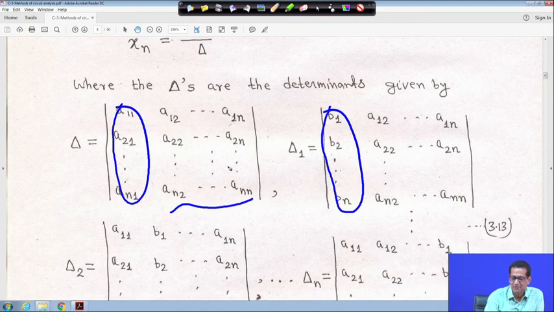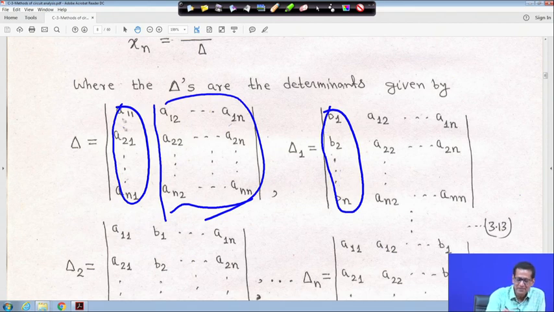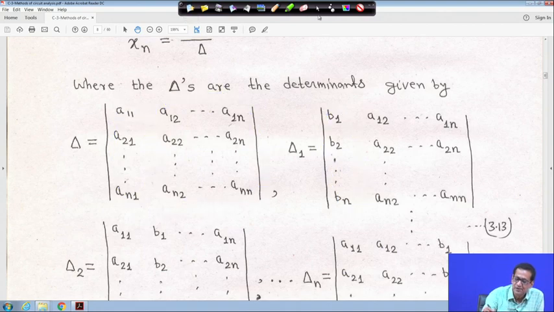So whatever determinant comes, that will be delta. The elements from here to here, all the elements, are the same. Just for delta 1, you replace the first column of a11, a21 up to an1 by b1, b2, bn, and calculate delta 1. Similarly, let me clean it, that will give delta 1.